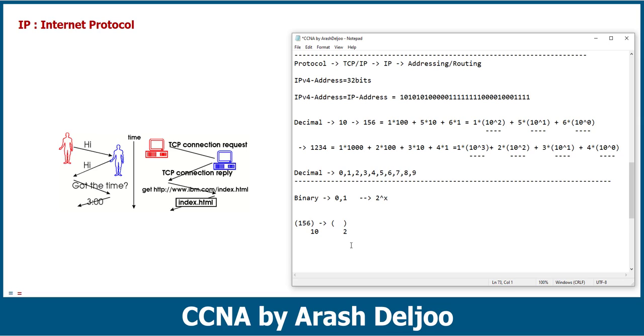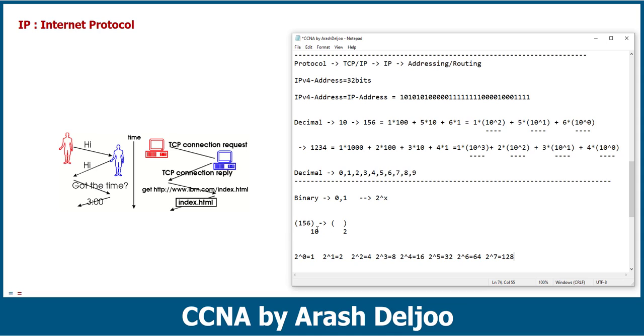What is the power of 2? Let me review this for you. 2 to the power of 0 equals 1. 2 to the power of 1 equals 2. 2 to the power of 2 is equal to 4. 2 to the power of 3 is equal to 8. You know it. 2 to the power of 4 equals 16. 2 to the power of 5 equals 32. Then 2 to the power of 6 equals 64. 2 to the power of 7 equals 128, and so on.